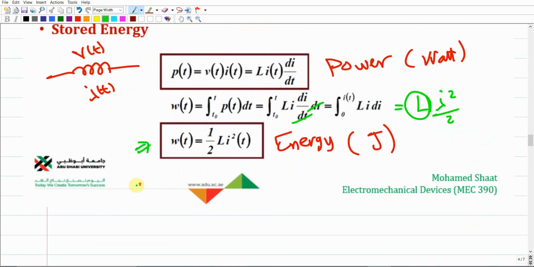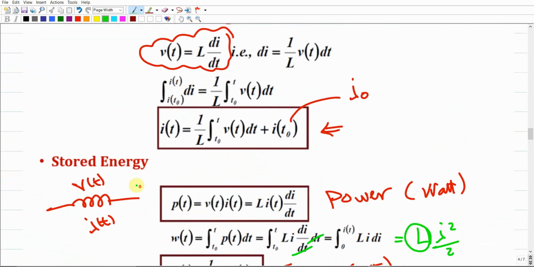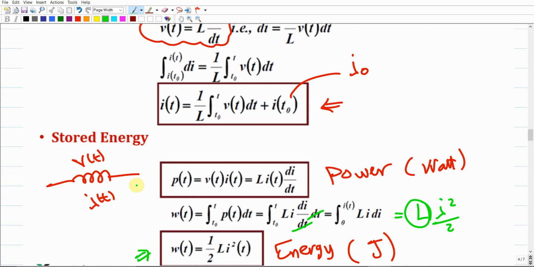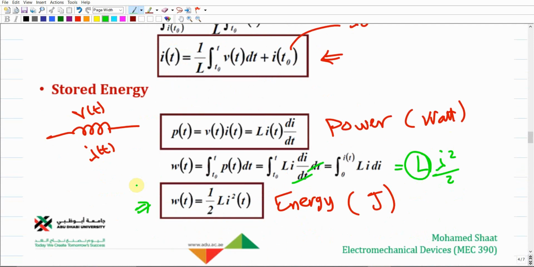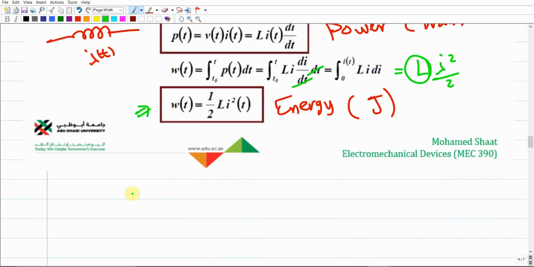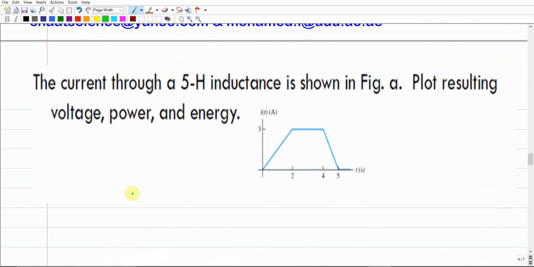Make sense? So these are the expressions. If you compare these expressions for the voltage, the current, the power, and the energy for the capacitor, the resistor, and the inductor, we end up with different expressions that you have to memorize. You need to know the difference between these electrical elements in terms of these expressions and how they relate the current to the voltage.